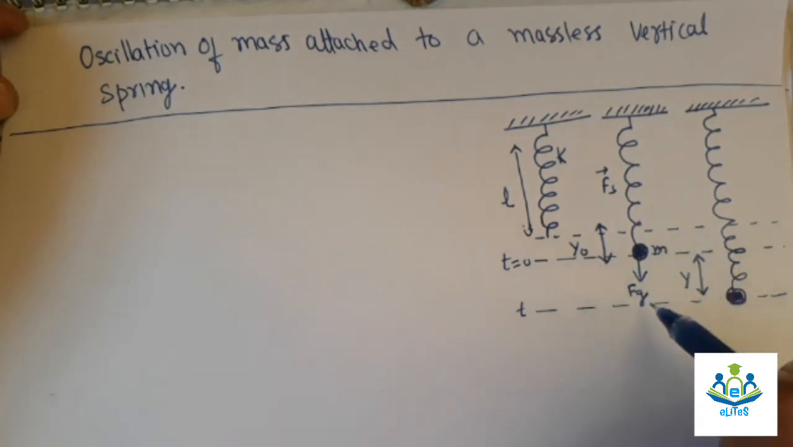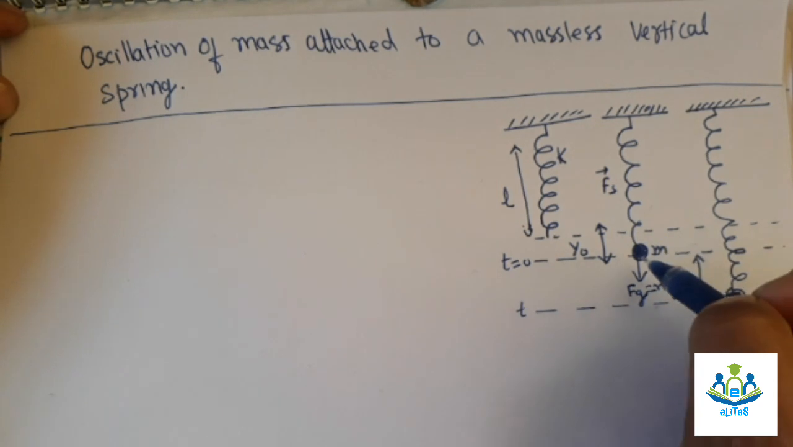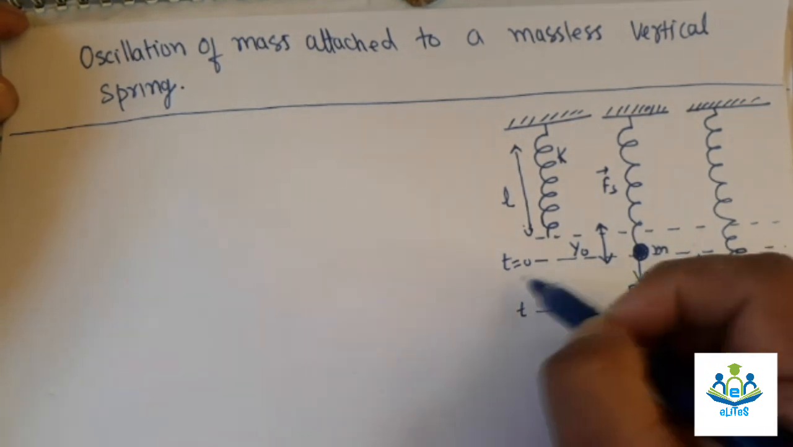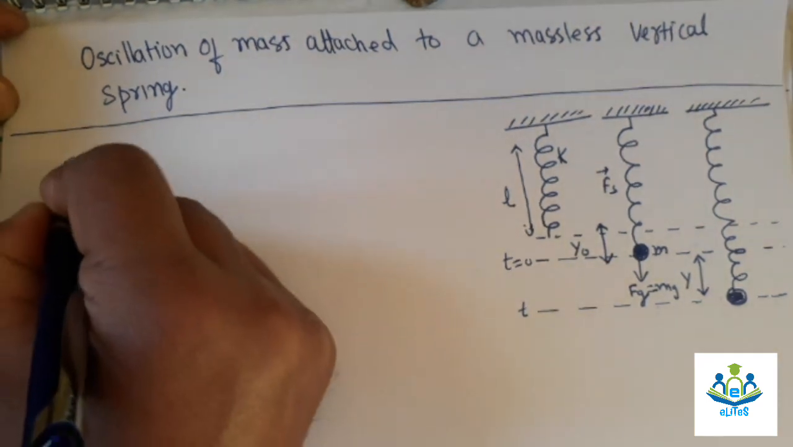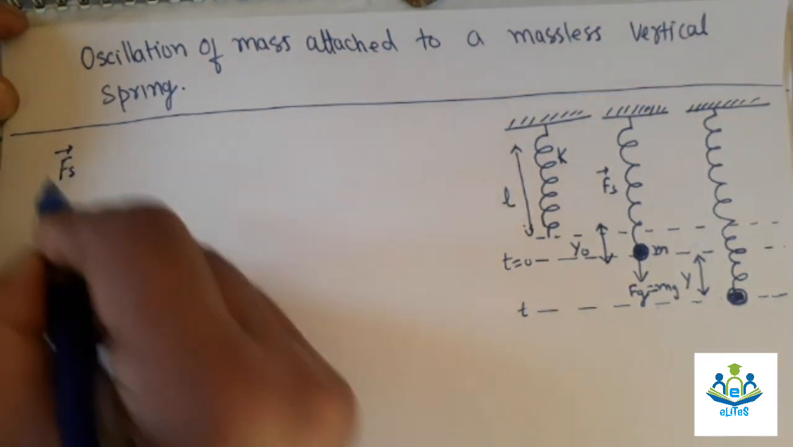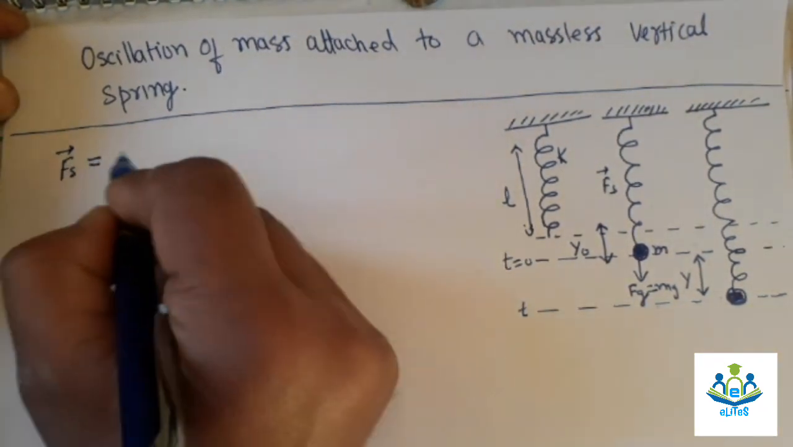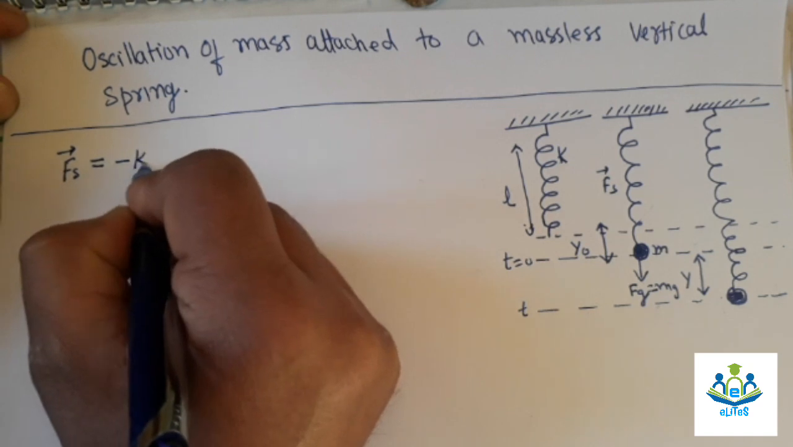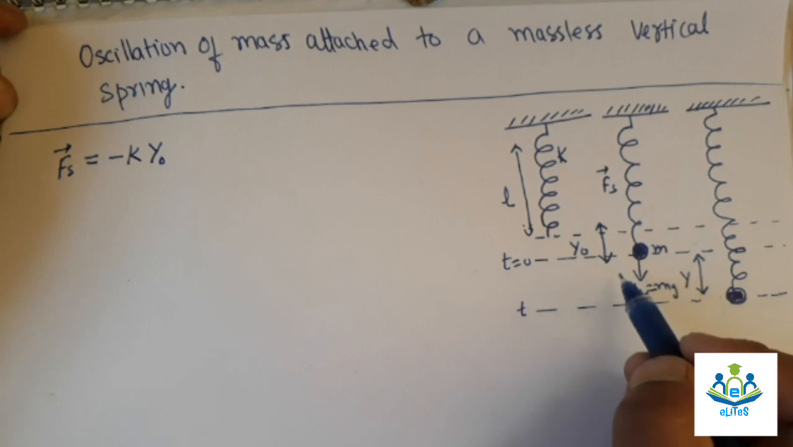this mass, mg, Fg, that is mg, in downward direction. Now suppose it is balanced. When it is balanced, there will be a restoring force or the spring force in upward direction. So in balanced state, this spring force will be some constant times stretch in the spring. Suppose this is stretched to y.